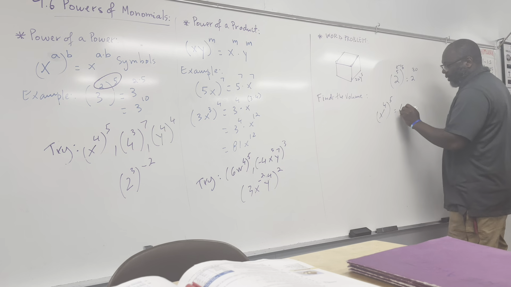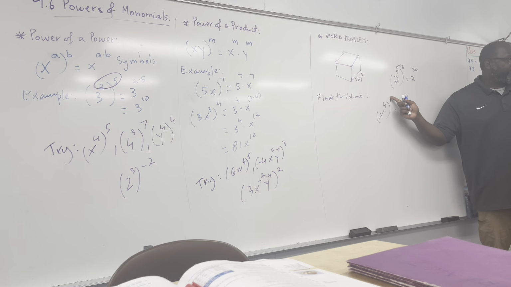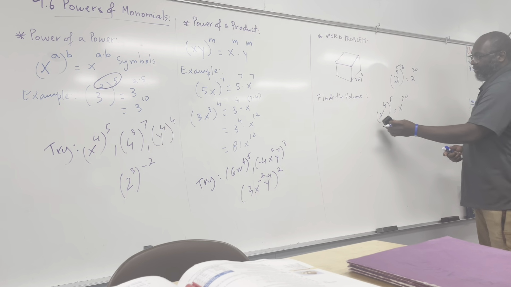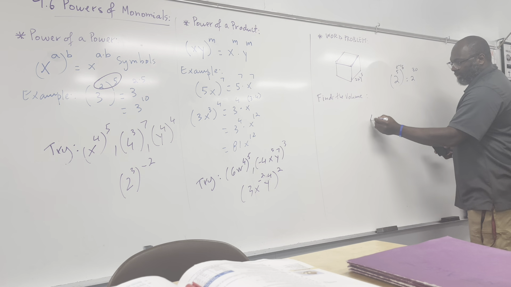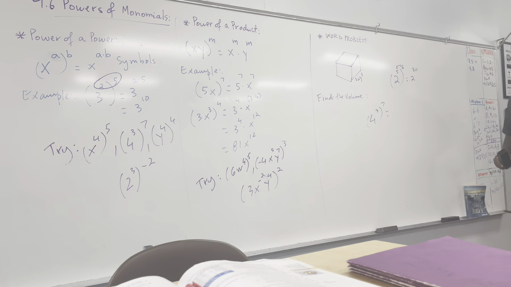X to the 20, right? Because all we're doing is multiplying the exponent. 4 times 5, that is 20, so it's x to the 20. Okay? All right, now the next one, I have 4 to the 3 raised to the 7. And I want to evaluate this. So what's that going to give me? 4 to the 21.